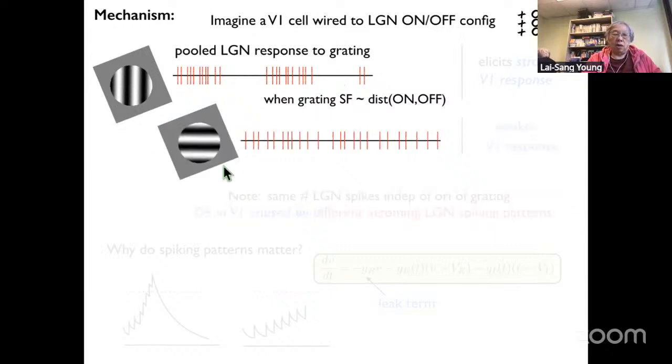Whereas if you have a grating that goes this way, then at any one moment in time, one is happy and the other one is unhappy.